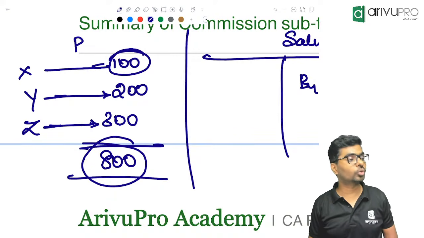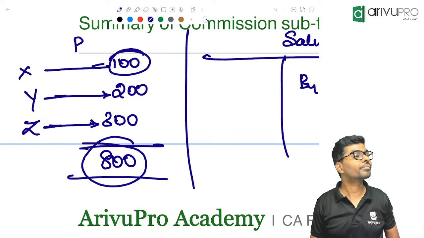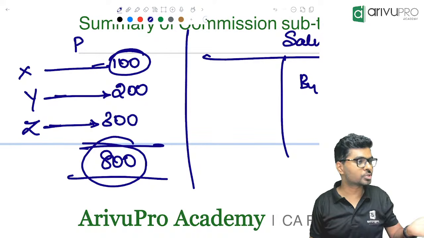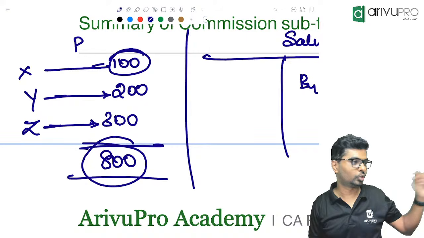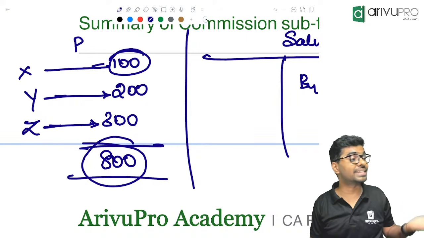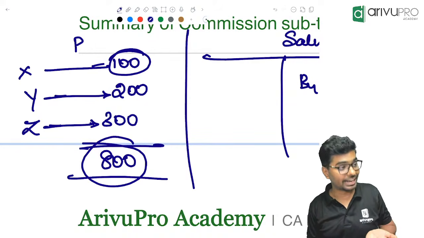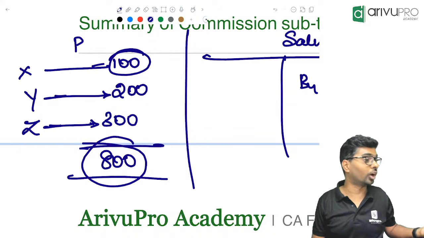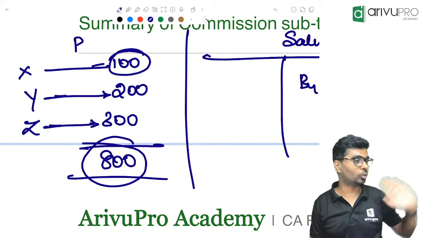Now, what will you do to correct it? You will reduce by what amount? 200. You have to reduce sales. Sales has what balance? Credit balance. To reduce sales, what will you do? You will debit by 200.